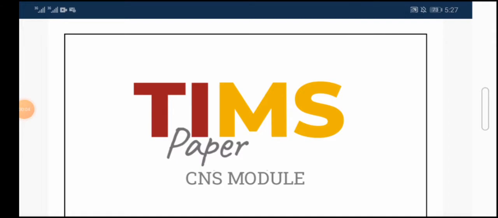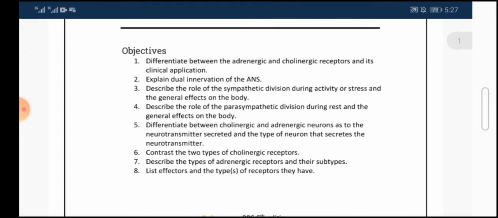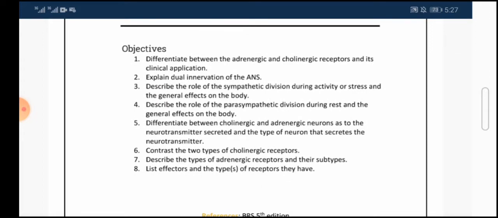This is the second physiology lecture for the CNS module. In this lecture, we are going to be talking about the types of ANS receptors and describe the role of ANS when controlling everyday life situations. And these are the objectives.